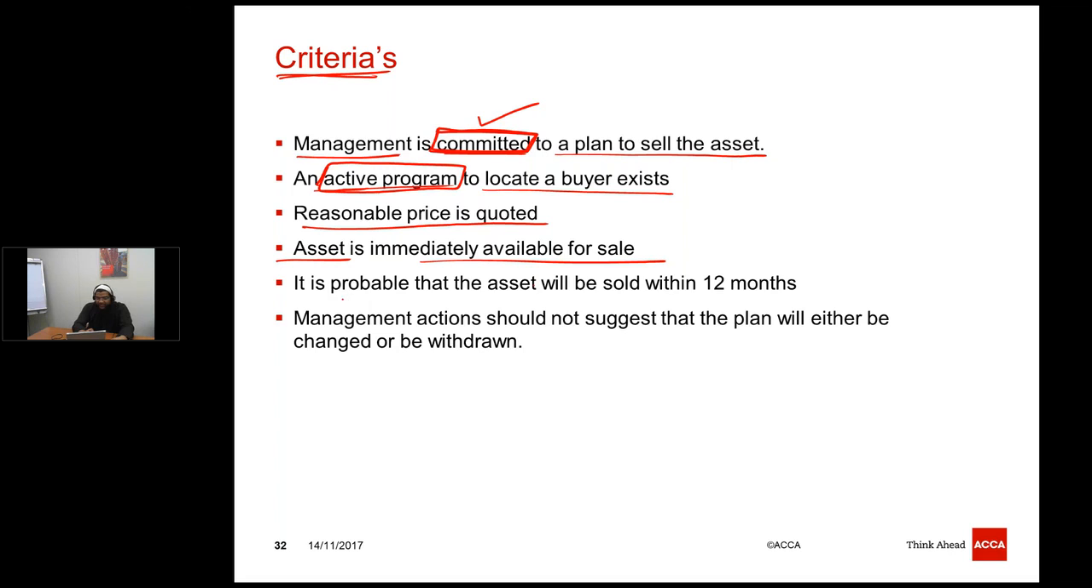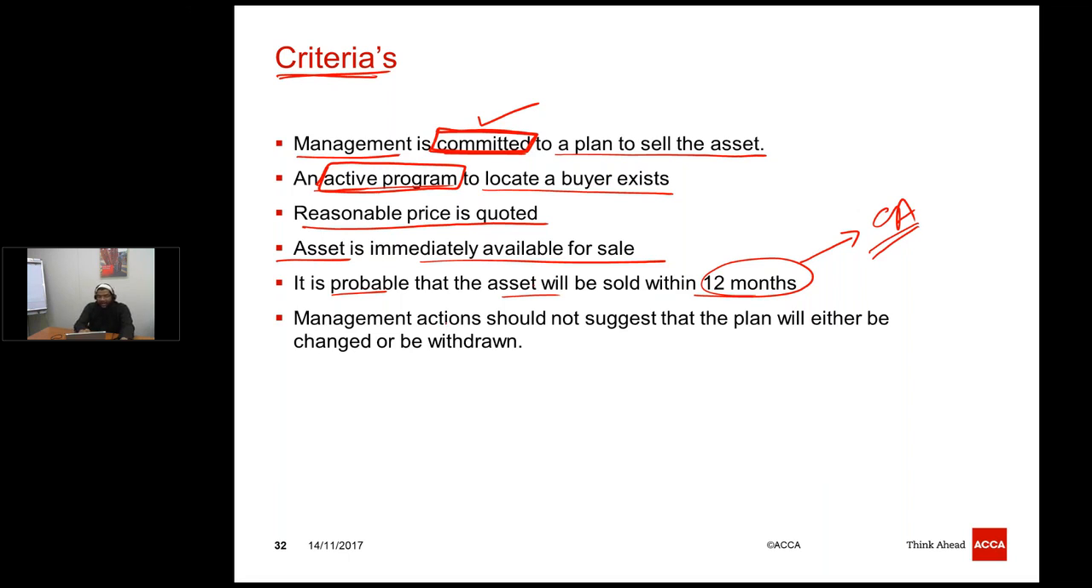The fifth point is that it is probable that the asset will be sold within 12 months, because we normally classify the assets held for sale as a current asset. To classify it as a current asset, it is necessary that the asset should be sold within 12 months. So if it is probable that we will be able to sell the asset within 12 months, the criteria is met. Yes, Harsh. In IFRS 5, we are going to treat this as a current asset.